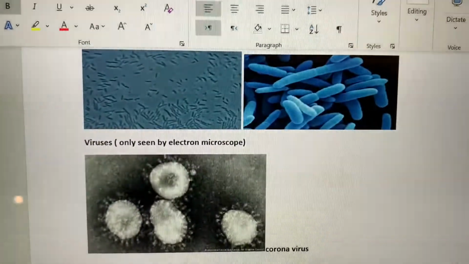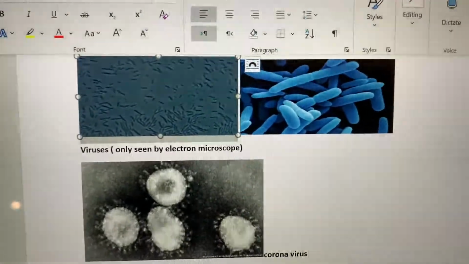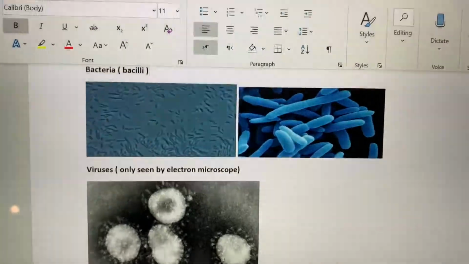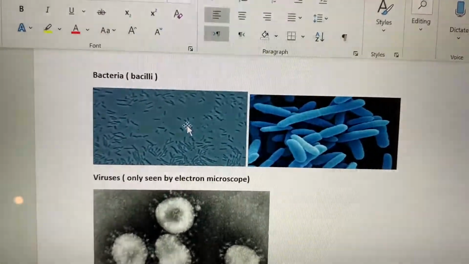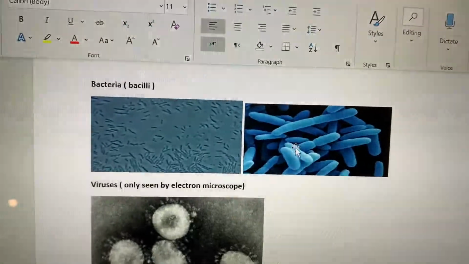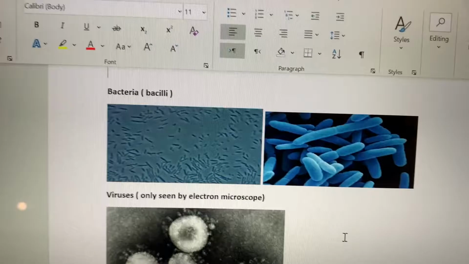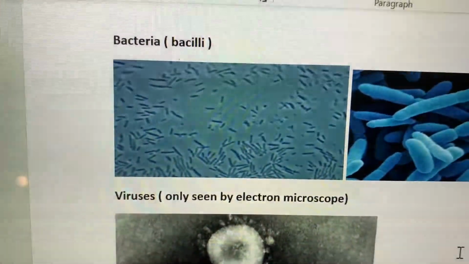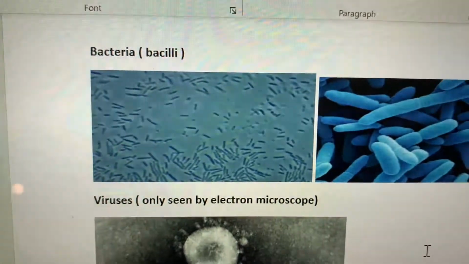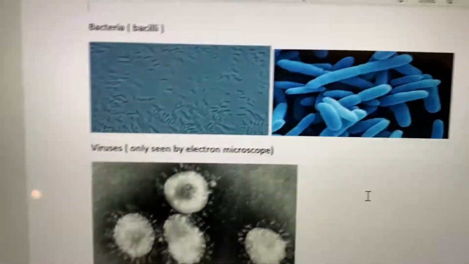We have prokaryotes, and I gave you one sample over here, bacteria bacilli. Now the name bacilli comes from the shape. It looks like rod shape, let's say. This is what it looks like under the microscope, and you cannot see any nucleus, of course.